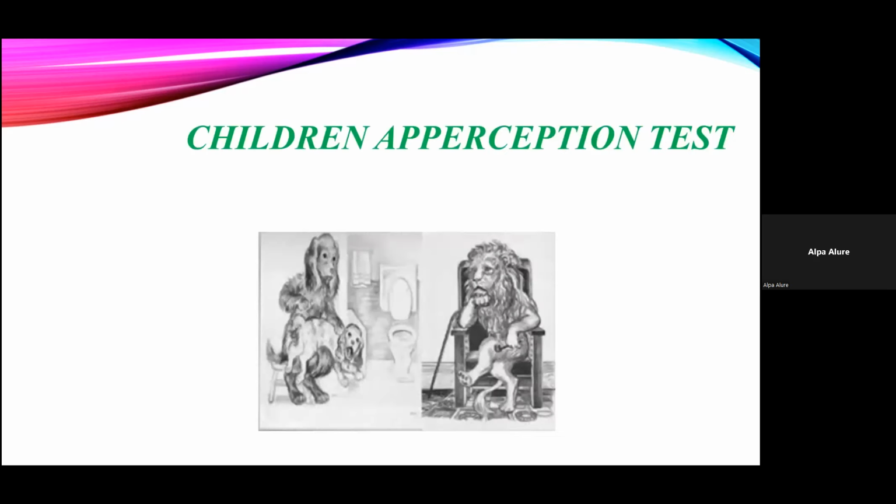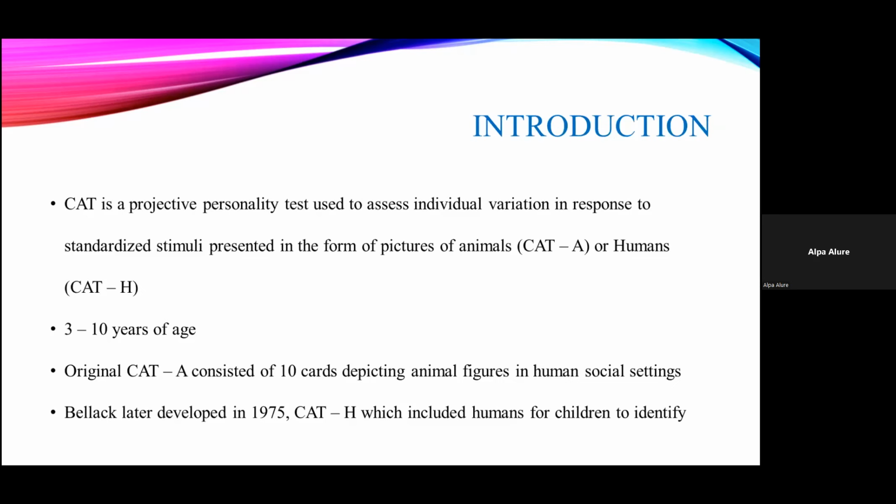Okay, coming to the Children's Apperception Test, the CAT is a projective personality test which is used for children. There are 2 forms. One form is in the form of animals, that is CAT-A, and the second is CAT-H, that is, there are human figures.